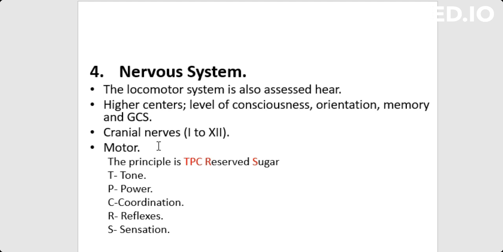And the second part is cranial nerves. You need to assess the cranial nerves from the first cranial nerve to the 12th cranial nerve. And lastly is the motor system. You can use a mnemonic, which is TPC RS. T stands for tone, P is for power, C is for coordination, R is for reflexes, and lastly S is for sensation.